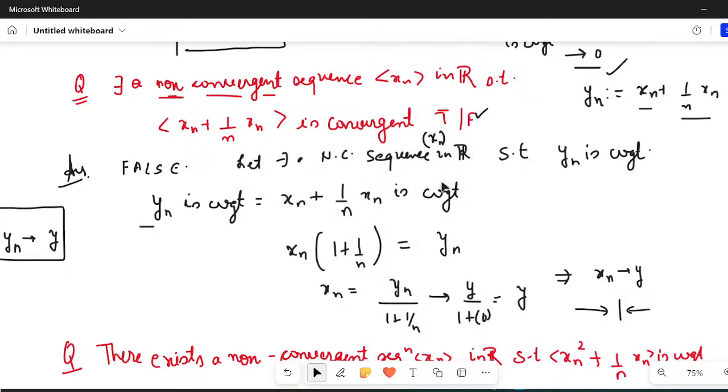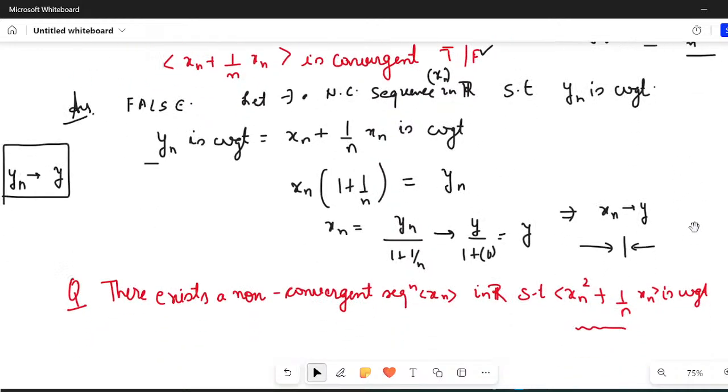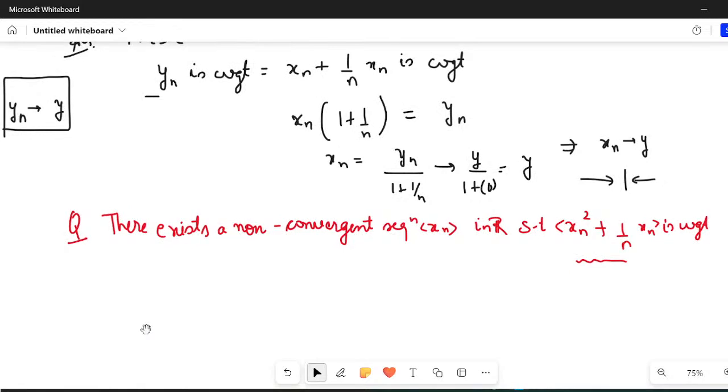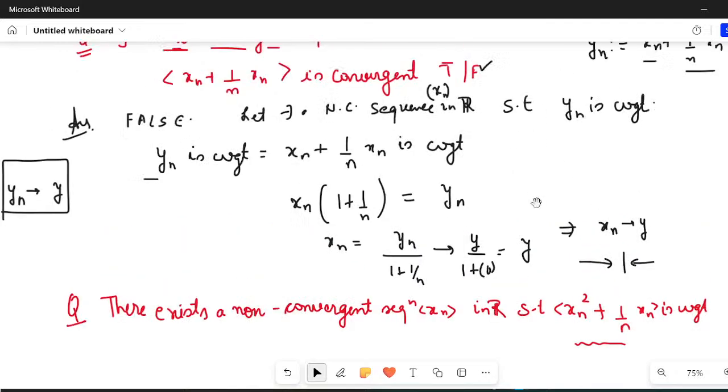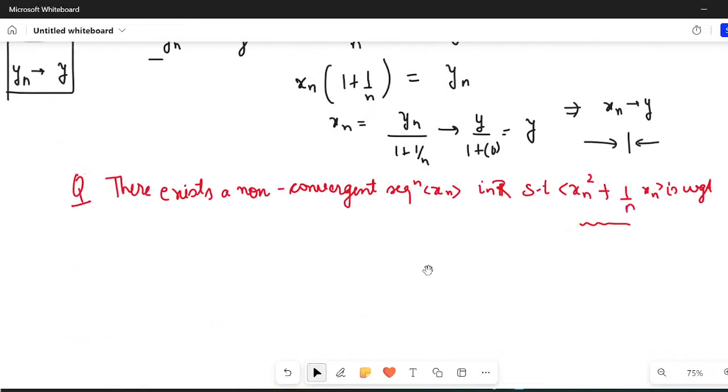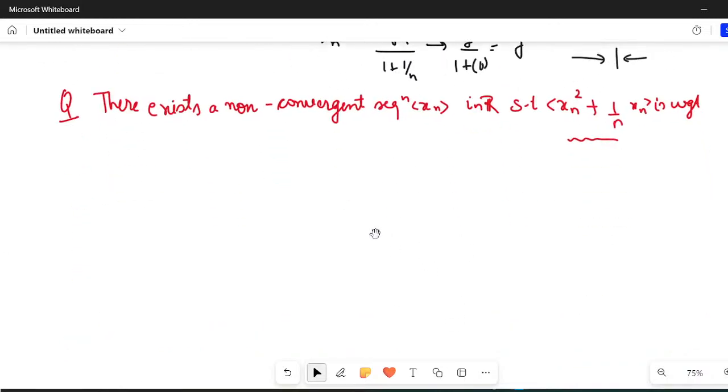So clearly there is a violation, or my assertion is false. By proof by contradiction, I can write that there does not exist any non-convergent sequence xn in R such that this particular thing is convergent. I'm right now teaching you through some questions. Please try to do this question. I'm giving you 2 minutes to solve it, and then I'll come.